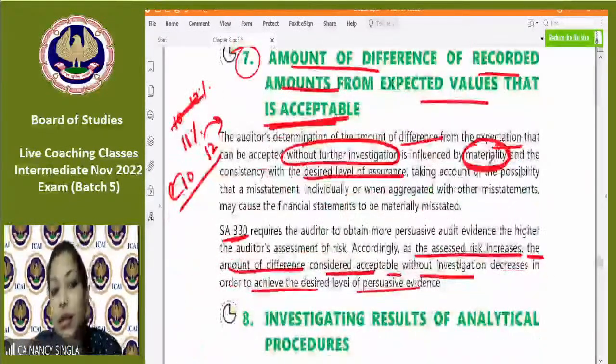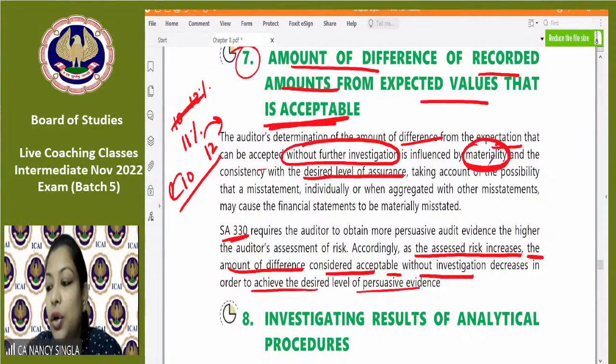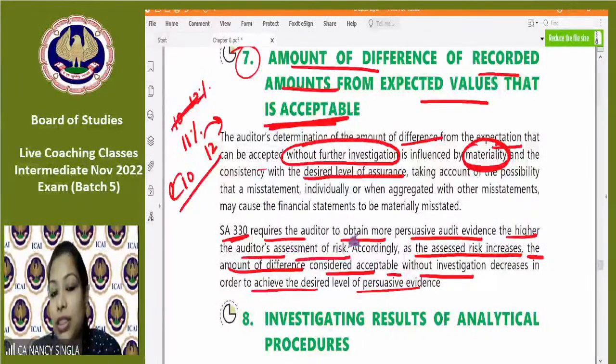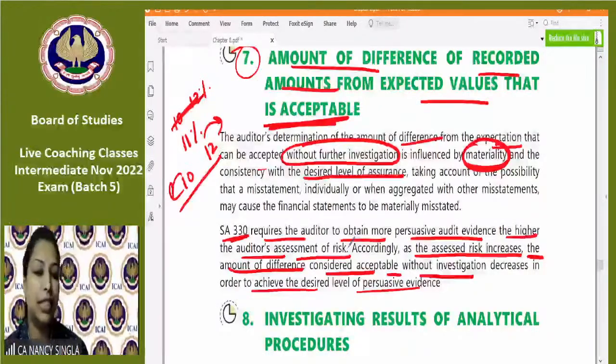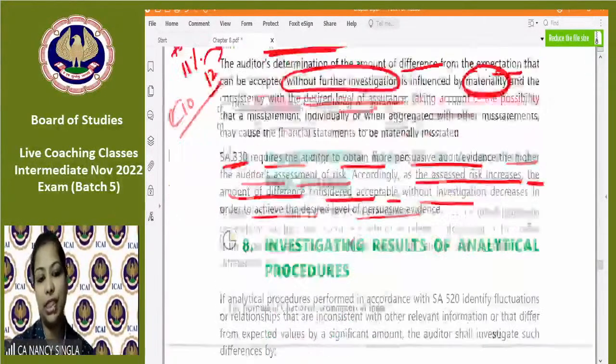Okay? Then the amount of difference that is acceptable. So the auditor will determine what amount of difference between the recorded amount and the expected value is acceptable without further investigation, and it depends upon the materiality and the desired level of assurance. As SA 330 requires the auditor to obtain more persuasive audit evidence, the higher the auditor's assessment of risk. So if there is an increase in the assessed risk of material misstatement, the auditor will reduce the amount of difference that is acceptable without further investigation.